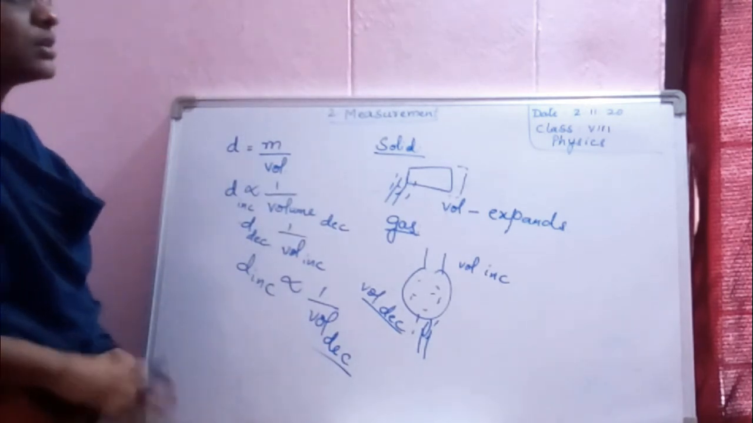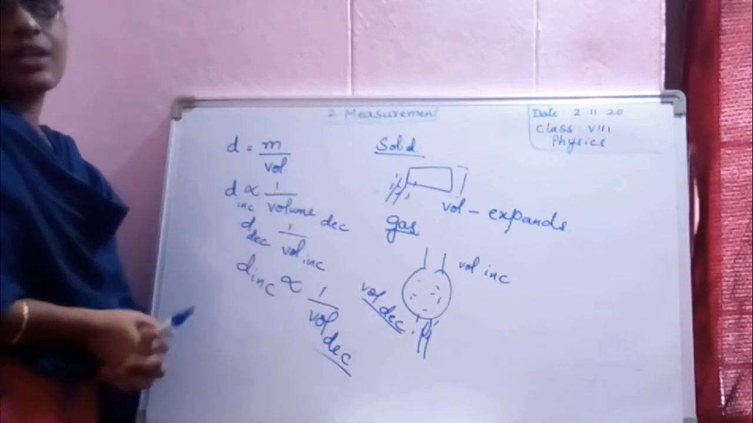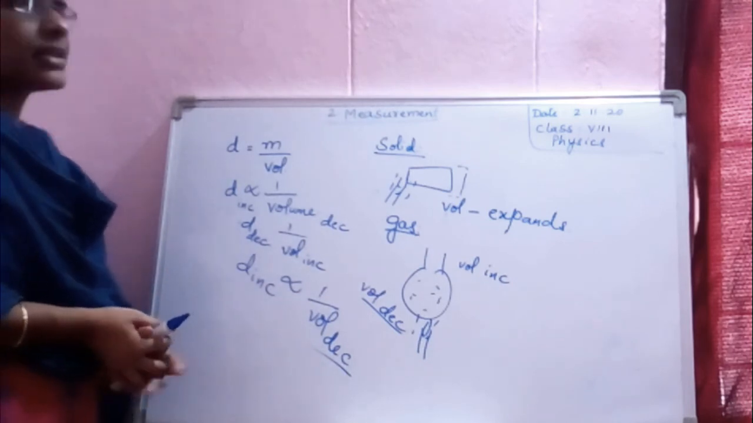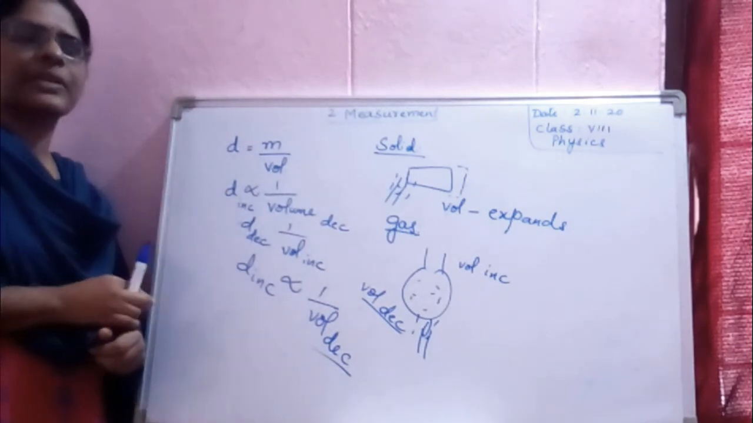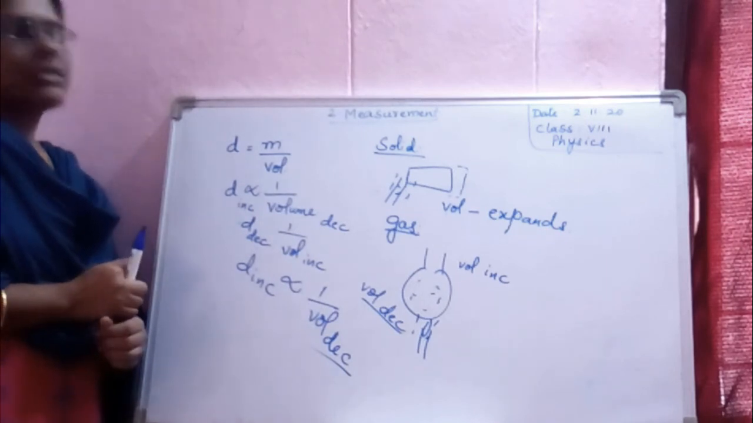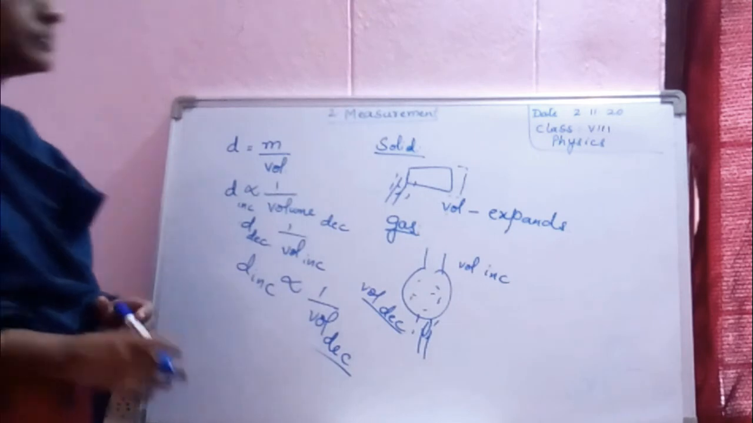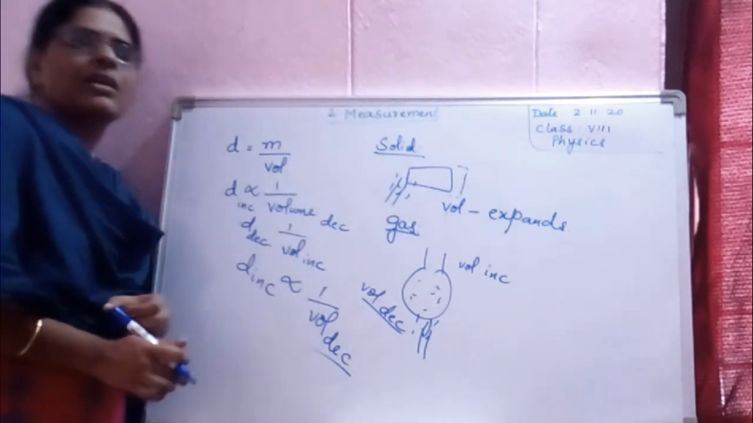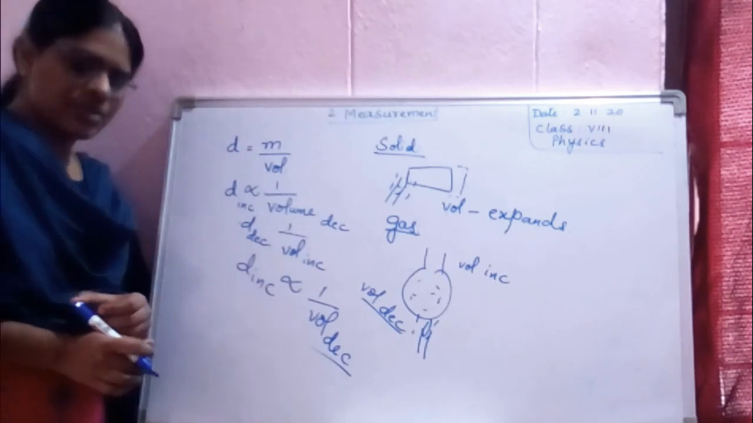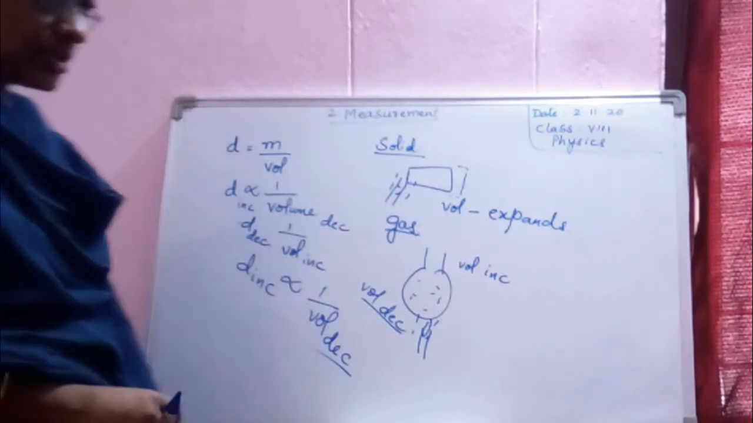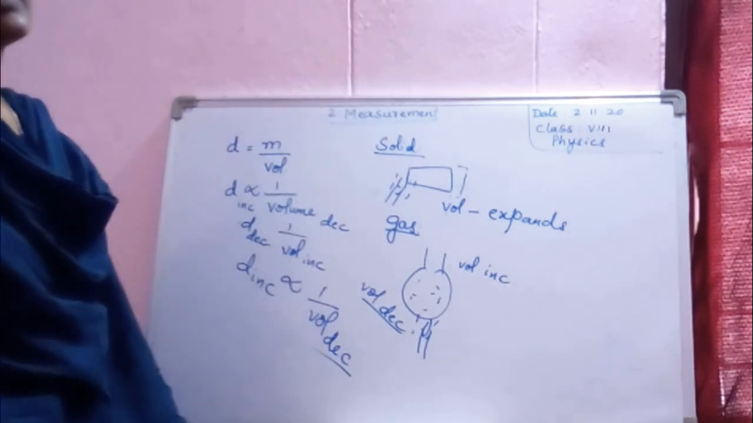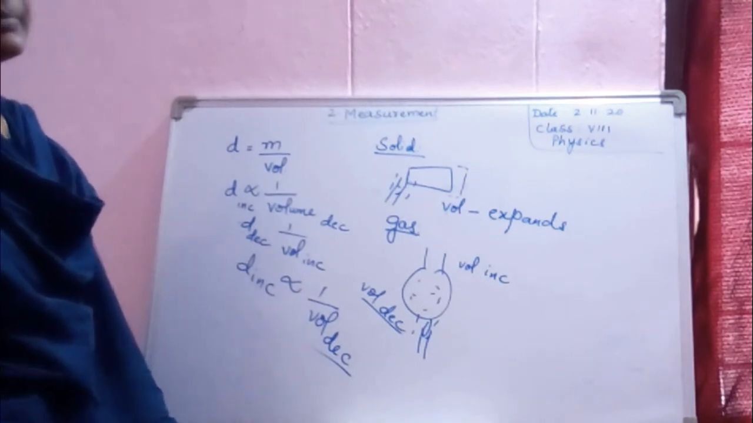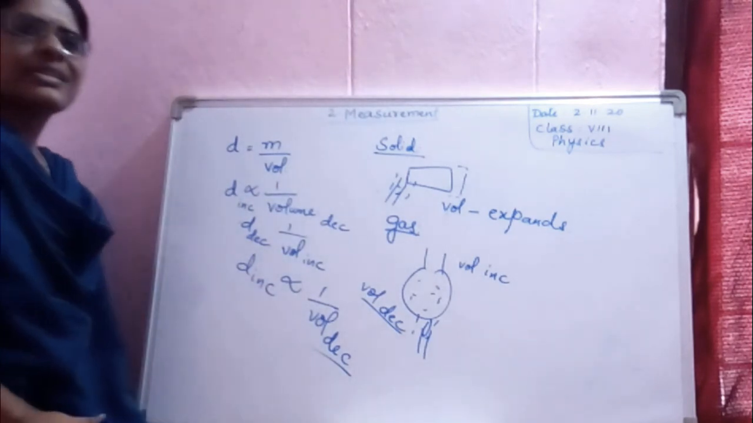Okay, children. This completes your second chapter, measurement. In the next class, we will study chemistry, the third chapter. Okay. Today, note down your homework, children. Why does a ship float on water and an iron nail sink in water?